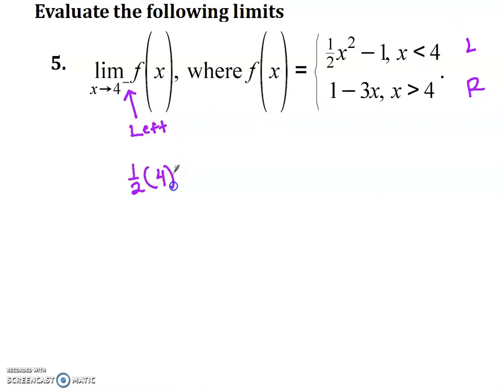So that'll be 1/2 times 4 squared minus 1. 16 times 1/2 would be 8. So 8 minus 1 is going to make our limit 7.